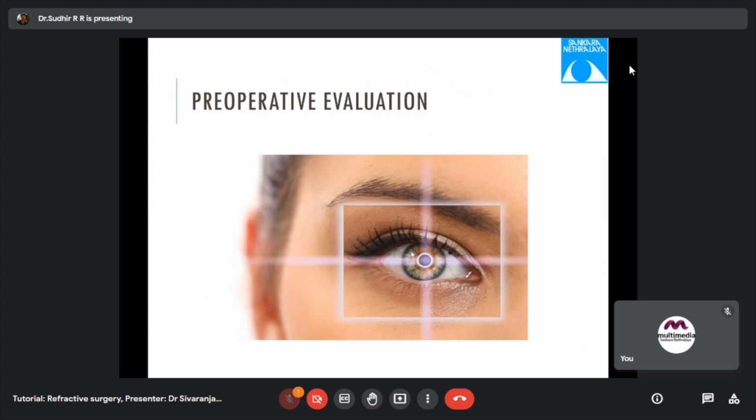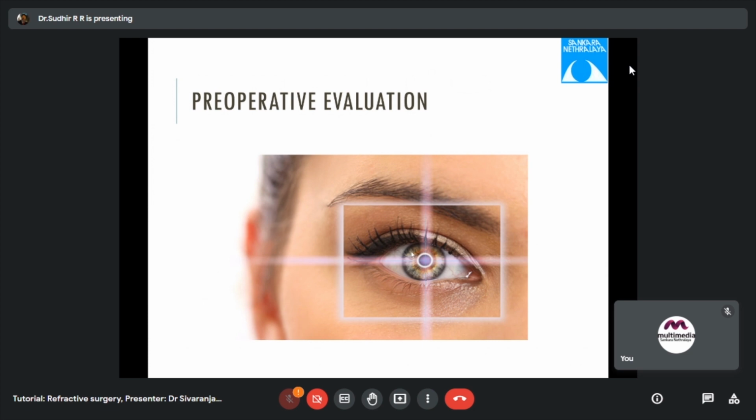So with all these options, we'll go ahead with preoperative evaluation. We go step by step. When a patient comes to you, how will you evaluate? These are the common questions they will ask. They will ask you about classification of the various refractive surgery procedures and how you evaluate. I think we got this question in our DNB. This is the most common question.